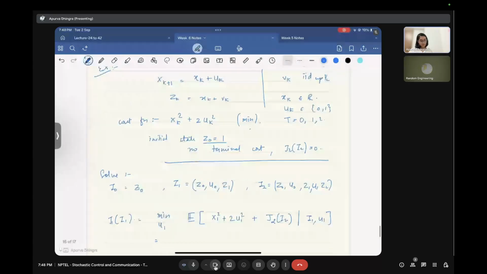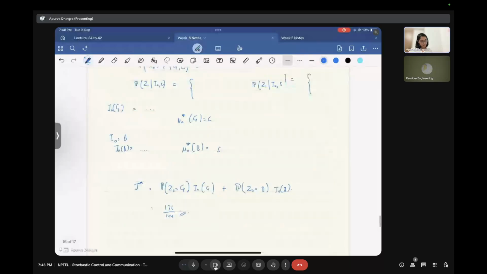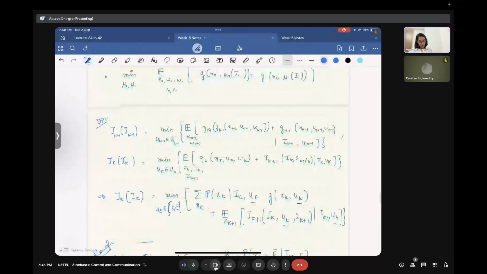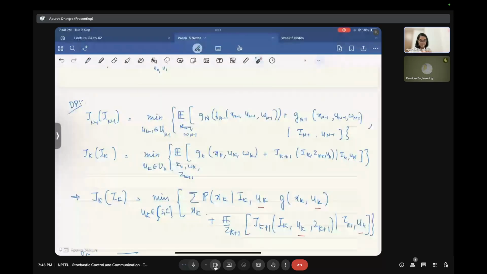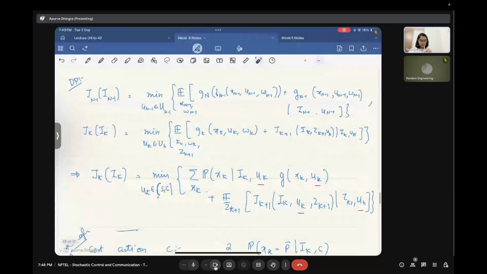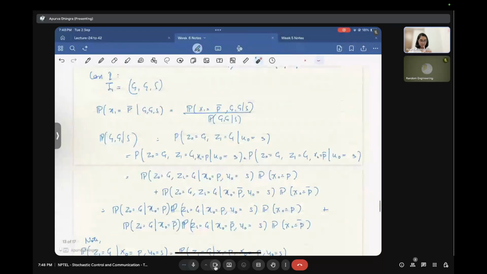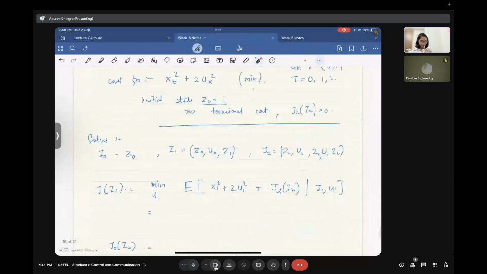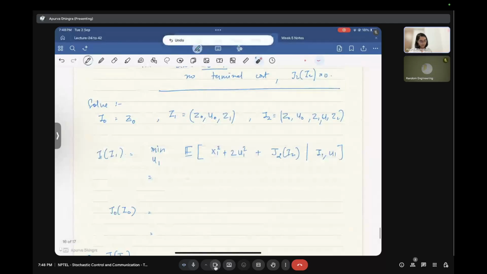Yes. Let's just verify once. Where is the core definition? Okay, this is correct. So this is the core definition, right? For Jk of Ik, you're conditioning over knowing Ik and the action uk. So this is correct. We've conditioned on the right things.